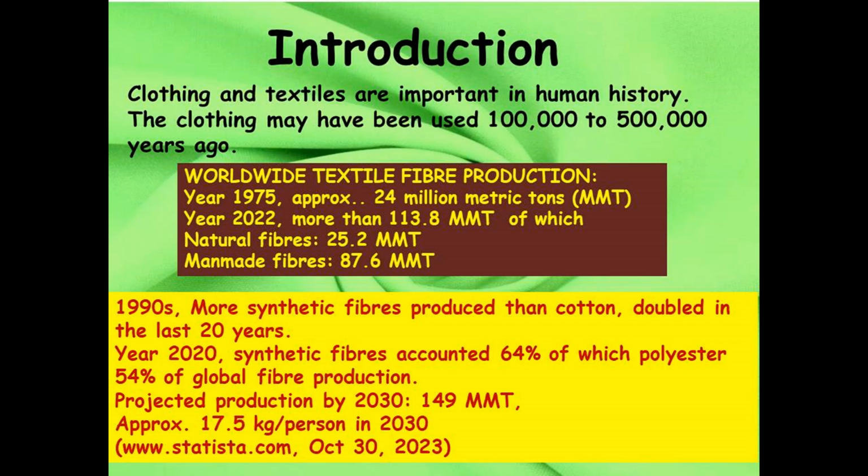In the year 1990, the production of synthetic fiber first crossed the production of cotton, and in the next 20 years it became double. In the year 2020, synthetic fiber production accounted for 64%, of which polyester production was 54% of the global fiber production. Projected production by 2030 is 149 MMT. Approximately 17.5 kg per person will be in use in the year 2030. This is as per www.statista.com, October 30, 2023.